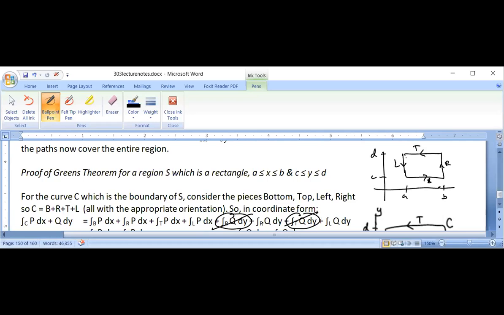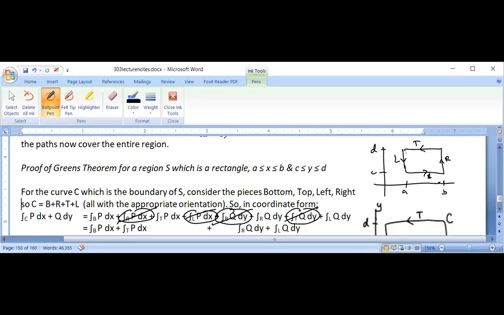Along the right piece, X is constant, X equals B, therefore dx equals 0. So that goes away. And along the left piece of the rectangle, X is constant, therefore dx is 0. So that piece also goes away. So that leaves us with just these 4 pieces. Okay. Next, we need to actually translate what these things are. Now we're going to write it out.